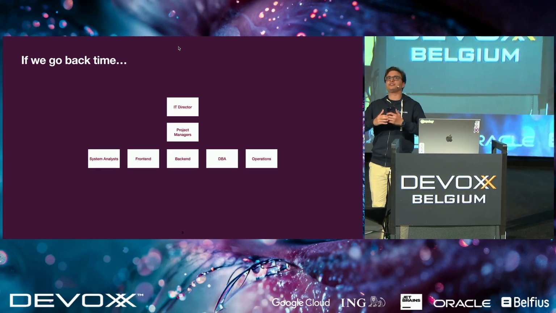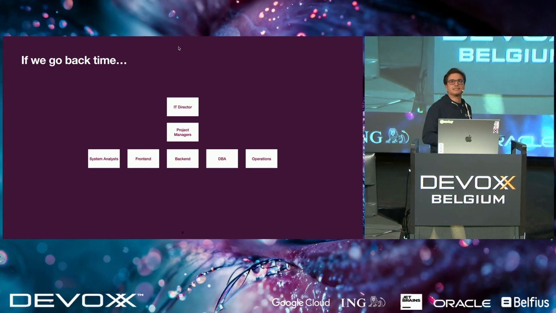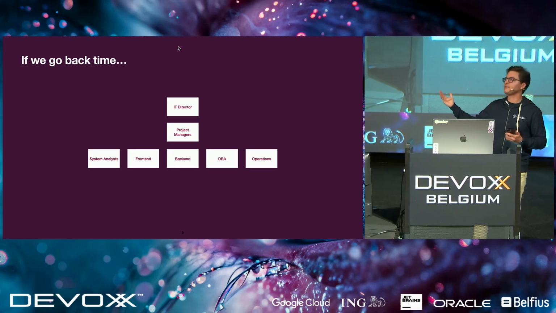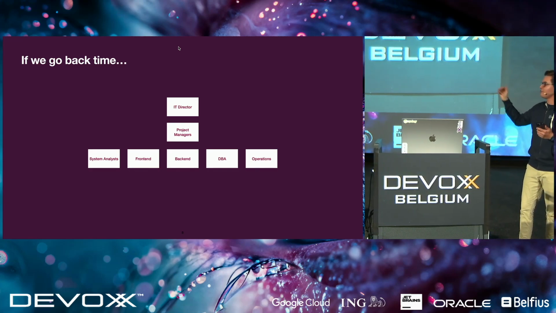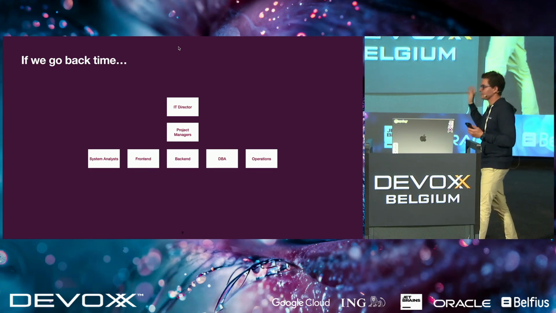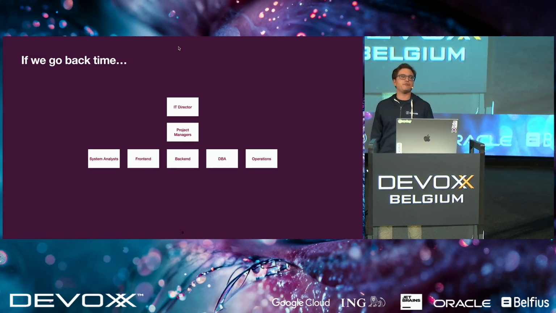So they use it to silo their employees by specialization. And when they started having IT departments, they kept doing the same thing. So you would have system analysts, front-enders, back-enders, DBAs, operations, you name it, all separate in different teams.